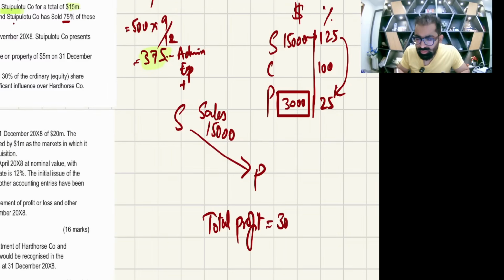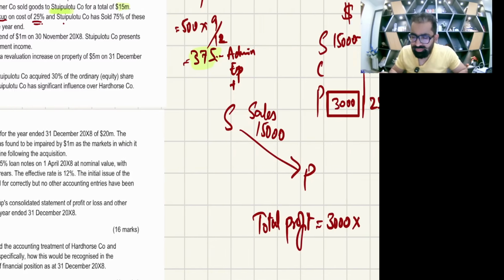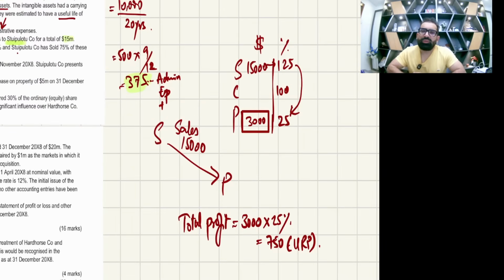Now wait, just one step. Now you just tell me how much percentage of goods are still unsold at the year end? See, it's going to be 25% because they are saying 75% of these goods have been sold. So 25% is unsold. So yes, this is your URP. 3,000 into 25% is 750. This is your URP, 750 is your URP.